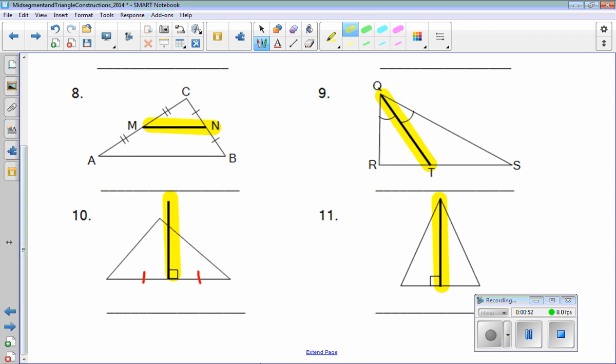altitude. Now, if it doesn't have these, but if it had these two marks, it's not only an altitude, but what else is it? It's a median, an altitude, angle bisector, and perpendicular bisector, because in an isosceles triangle, isn't an altitude all of those things? Yes. Okay, so make sure. All right.